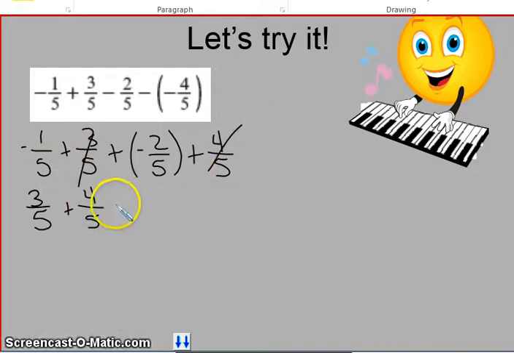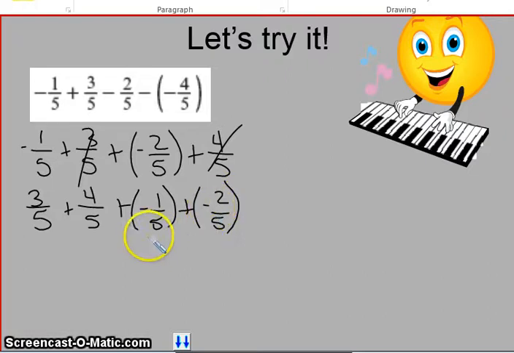Then I'm going to go to my negatives. Again, I'm adding a negative 1/5. And then I'm adding a negative 2/5. All right, so all my terms are accounted for. Now that I've grouped my terms with like signs, I'm going to add each of those sets.